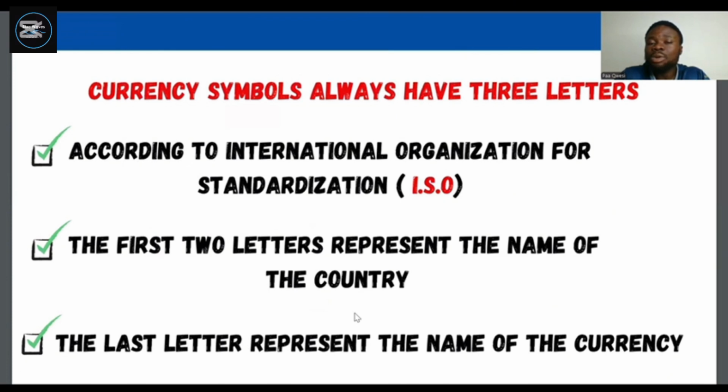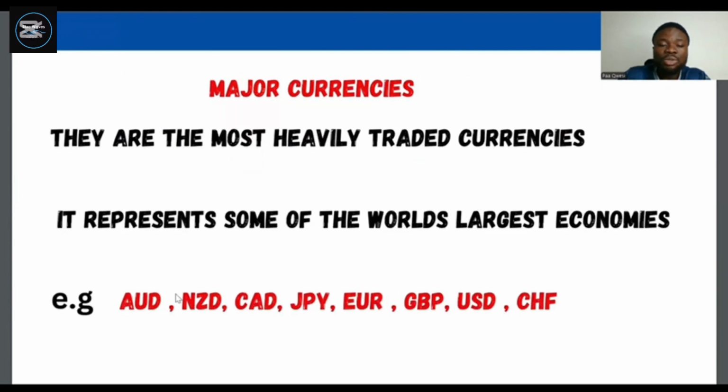So currencies are normally written in symbols or in code. You get it? According to the International Organization for Standardization, currencies are written with 3 letters. The first 2 letters represent the name of the country, and the last letter represents the name of the currency. So you are seeing these abbreviations. These are the codes. So we have AUD. AU simply means what? The first 2 letters represent the name of the country.